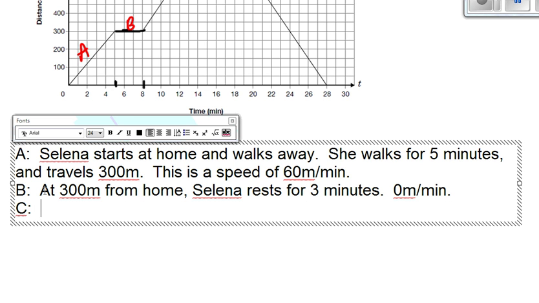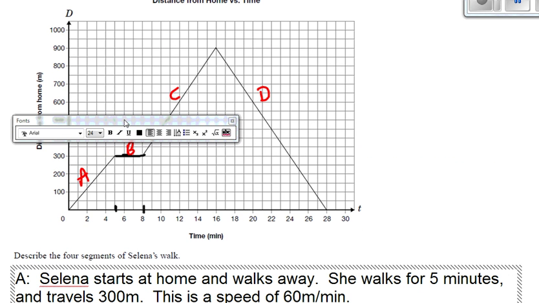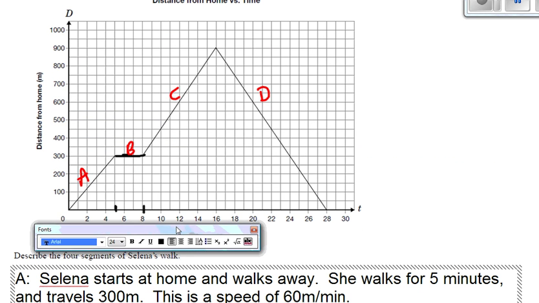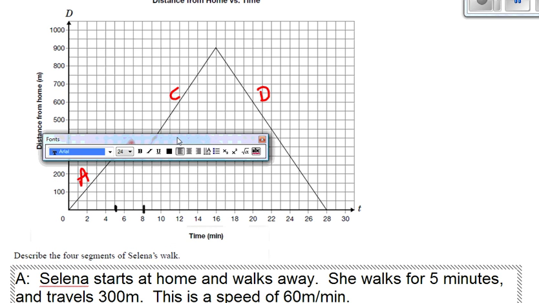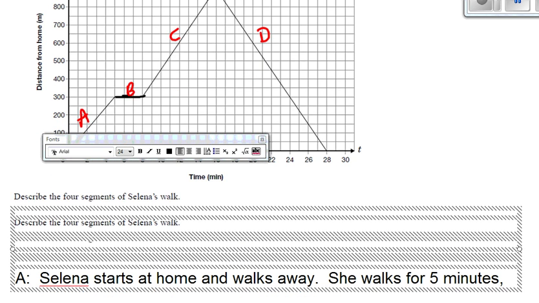Let's look at block C, or section C. Wait, block C, what am I teaching? So in section C, let me move this temporarily. She goes from 300 meters to 900 meters. So that's 600 meters of travel. And she goes from 8 minutes to 16 minutes. So she's going 600 meters in 8 minutes. And she's continuing to walk away from home.